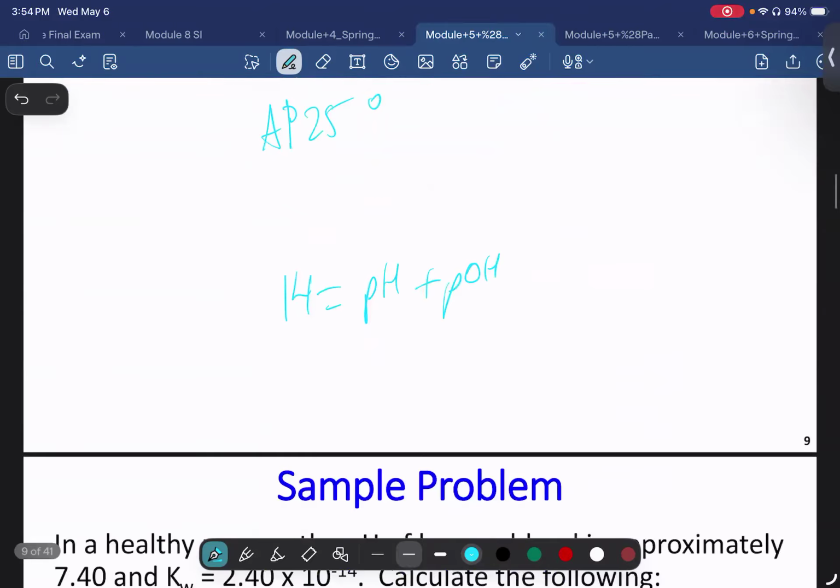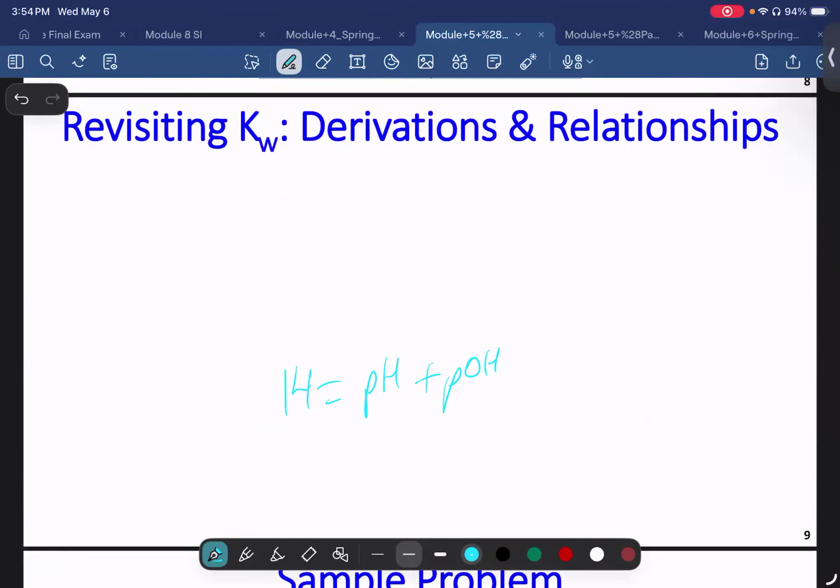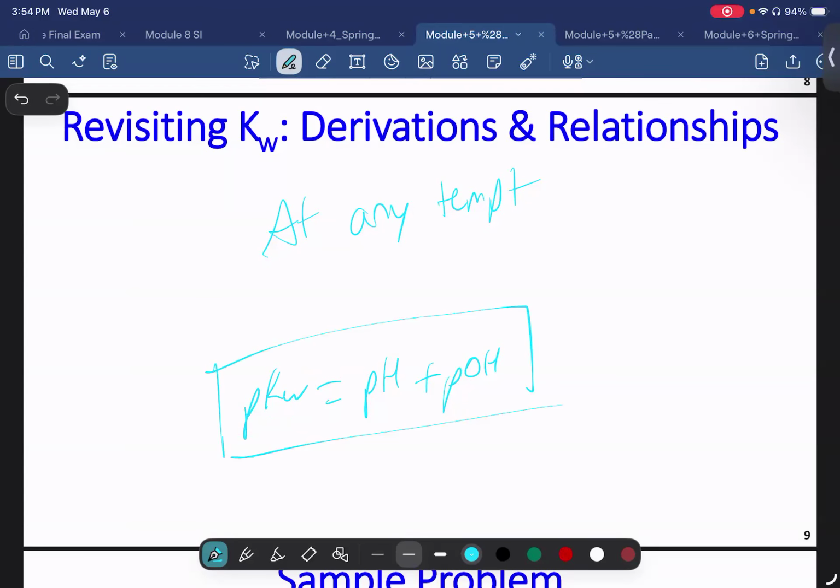If it isn't at 25 degrees, at any other temperature, instead of 14 equaling pH plus pOH, you do pKW equals pH plus pOH. If you are prone to making mistakes or not recognizing the temperature difference, always just do the general formula: pKW equals pH plus pOH. If you can't recognize the pattern, go back a bit and stick to this formula.